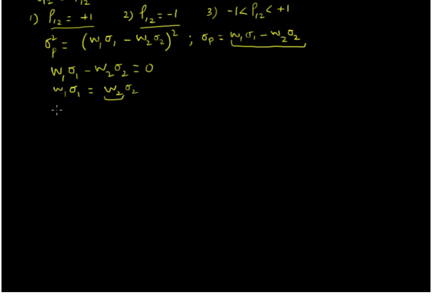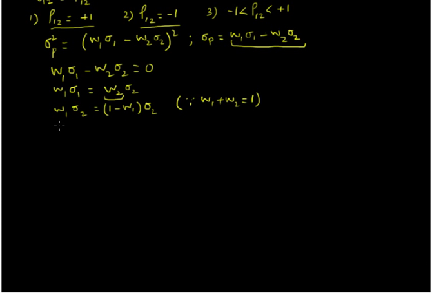This is going to be easy because this is a two-asset portfolio. W2 is simply going to be equal to 1 minus W1. Why? Because W1 plus W2 must be equal to 1. The sum of weights must be equal to 1.